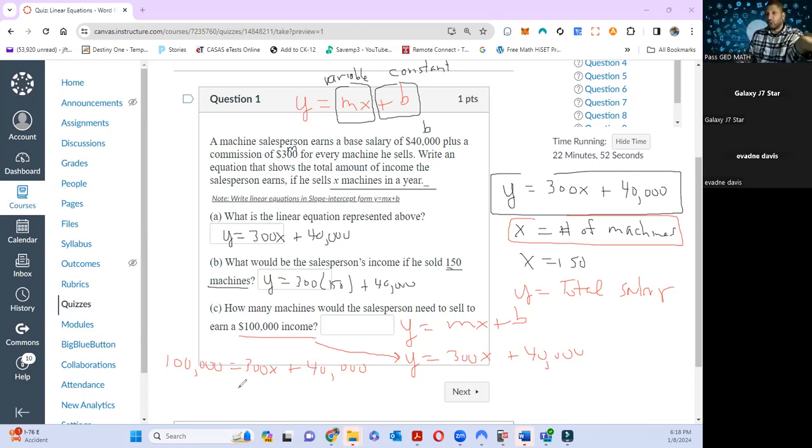So in order to solve this two-step algebraic equation, what would I do first? We want to subtract 40,000. Whatever we do to one side, we do on the other. 100,000 minus 40,000 is 60,000 equals 300x. How can I solve for x? How can we get x by itself?